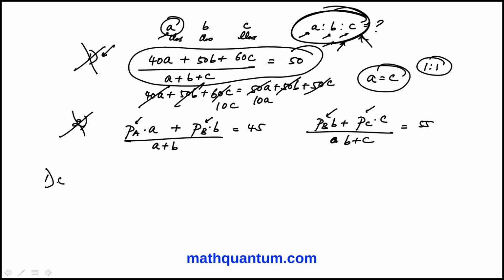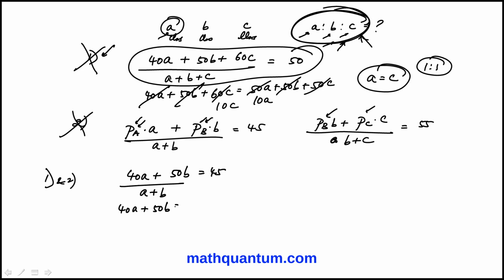So 2 is out. If we combine 1 and 2, we can bring in the prices here because these numbers are given to us. So that would be 40A plus B is 50 over A plus B is 45. So this we can manipulate. And you'll see that it has to be 1 to 1 because that 45 is halfway between 40 and 50. So you don't necessarily need to even do the algebra, but you'll see. So A is equal to B.